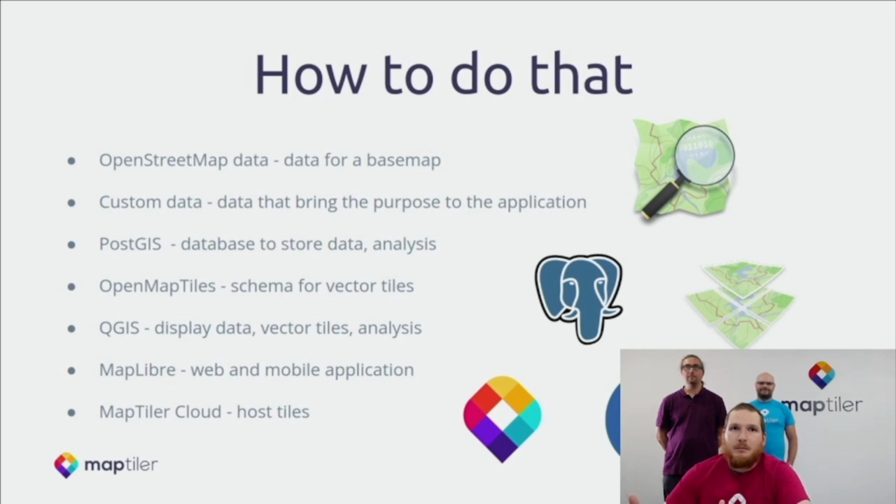Sounds good, right? But then how to accomplish that? Is that easy? Well, actually it is. There are several open source projects that will help us on the way. We'll use PostGIS as a database, then we will use OpenMapTiles as a project that defines the schema of the vector tiles. We will fiddle with QGIS to display our data and analyze them, and we will use MapLibre and MapTiler Cloud to finally get that application.